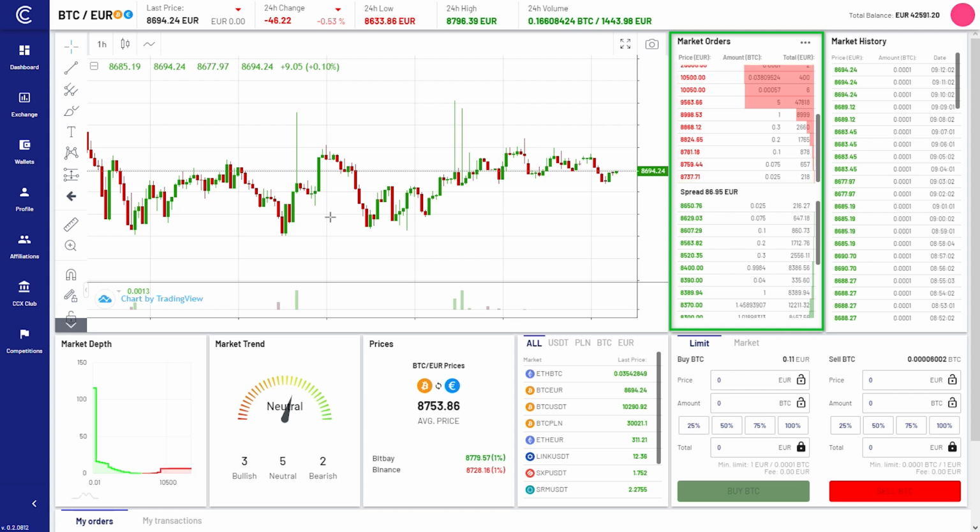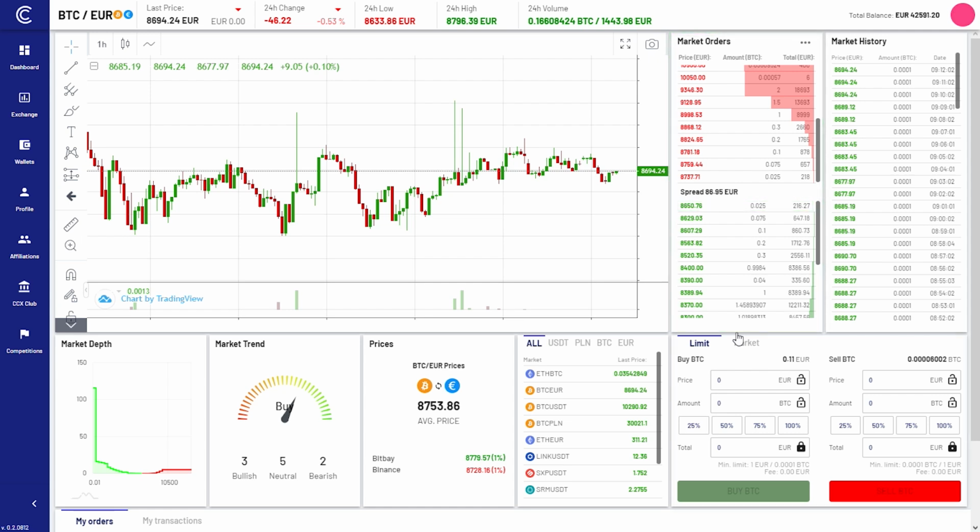Green numbers are current purchase offers. Here, just like before, offers with the lowest price are listed at the bottom, and offers with the highest price are listed at the top. So as you can see, if we would like to sell Bitcoin right now, the highest price that someone is able to pay is 8,650 euros.